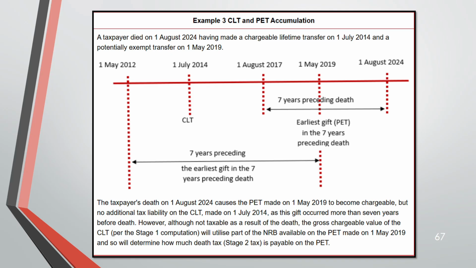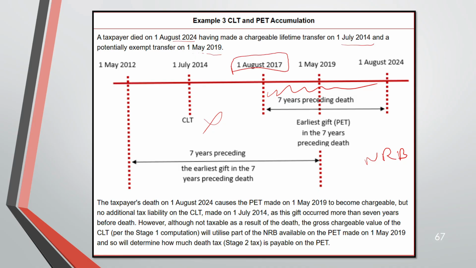This is an example. The transferor dies on 1st August 2024, having made a chargeable lifetime transfer on 1st July 2014. If you see, it's 10 years back. And a potential exempt transfer on 1st May 2019, which is within 7 years. So what do you do? Going 7 years back from 1st August 2024, it starts on 1st August 2017. So anything within this will utilize your nil rate band, and this you can ignore.